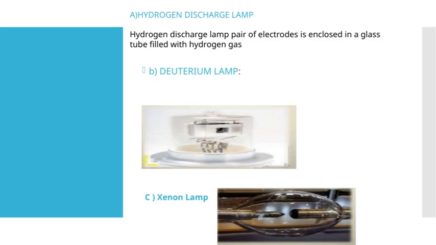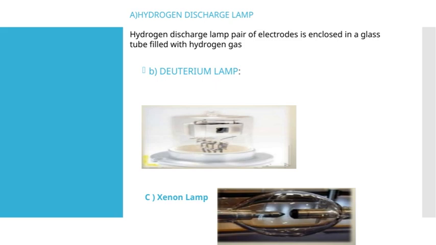Now, let's take a look at the xenon lamp. While our focus today is on various types of discharge lamps, I want to start by mentioning the hydrogen discharge lamp, which is quite fundamental. In this type of lamp, a pair of electrodes is enclosed within a glass tube filled with hydrogen gas. When electricity passes through, it excites the hydrogen atoms, producing a specific spectrum useful for various applications.